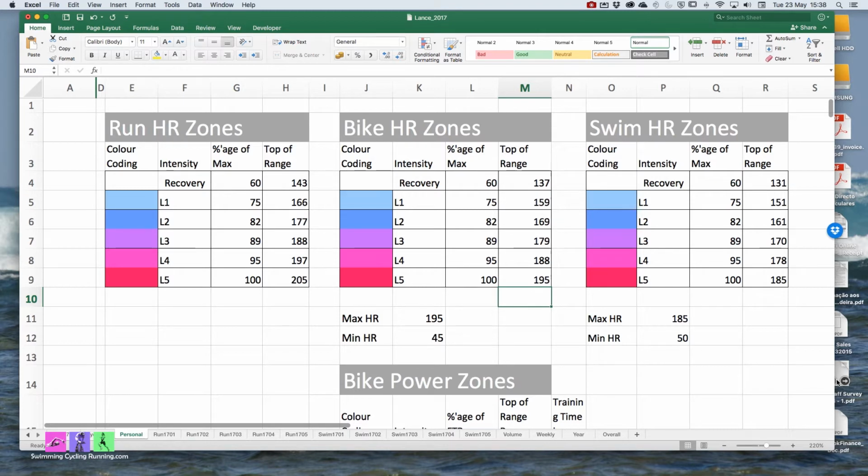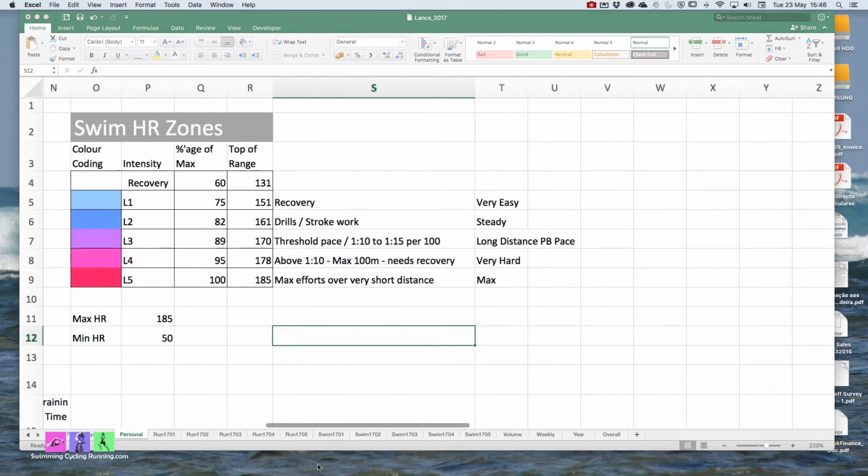Most people haven't got a swim heart rate monitor, but now with the Garmin you actually can. Okay, so let's take a closer look at these swim heart rate zones, which is the thing we were particularly asked about. Now, level 1, I would suggest, is still recovery pace, which is very easy, and that's true of all swim, cycle, run elements.